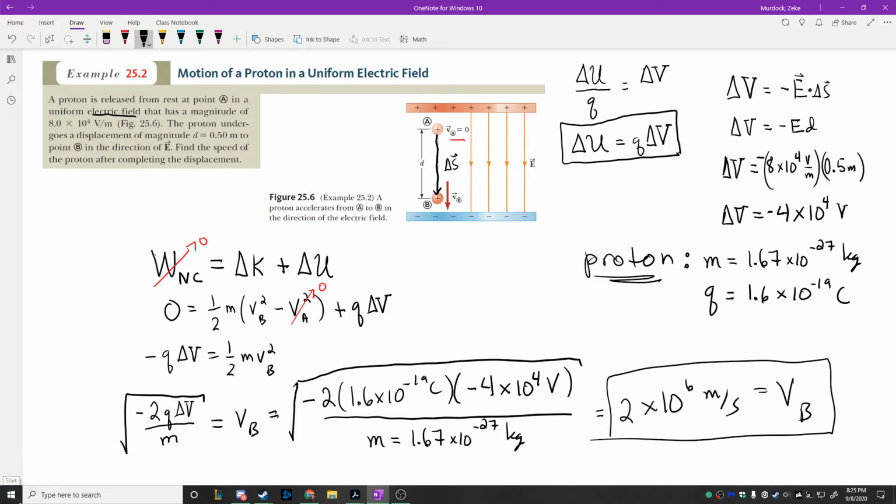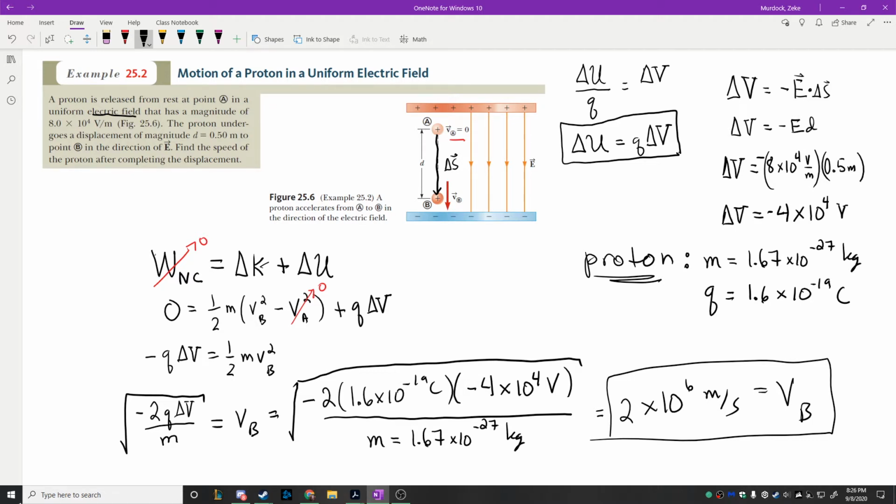It's not the only way to do this. We could have calculated the force. We could have done force equal to mass times acceleration, and figured out what the speed is by using kinematics equations. That would have been one option. But energy is always a good option, and energy is going to work in even more cases because it's also going to work in situations where the electric field isn't constant over the region, which is what we'll look at next.